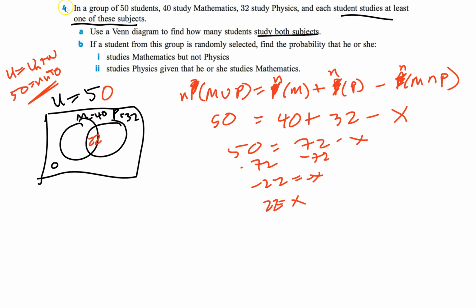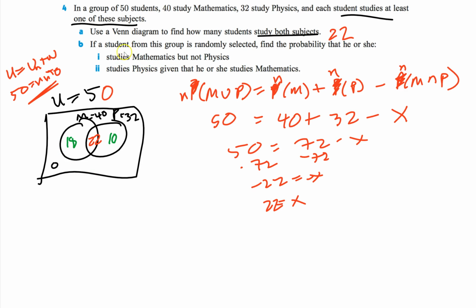And then again, that's kind of the key to everything. Now notice how it says how many, not probability, so I'm just going to put 22 here, and I'm done with that one. As I just mentioned, this is the key to everything. You got 22 people, 32 people studying physics, and 22 studying math and physics. That means there's only 10 left over that only study physics. You have 40 people studying math, and you have 22 right there, so there's only 18 people that are doing God's work.